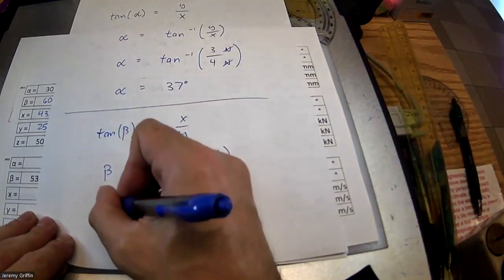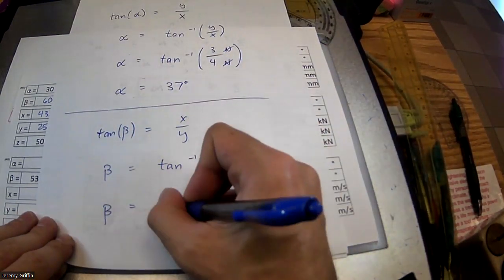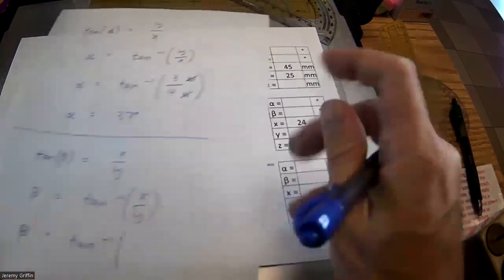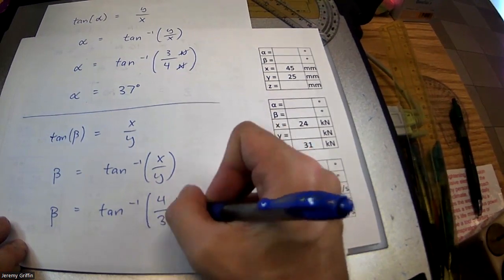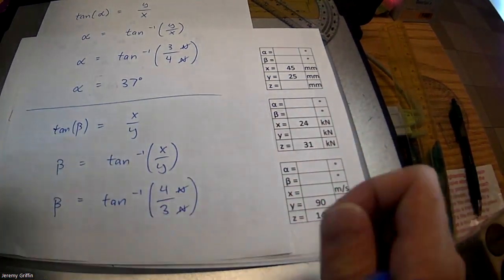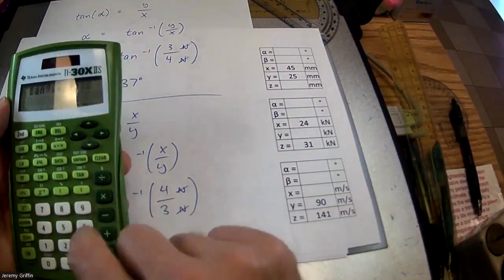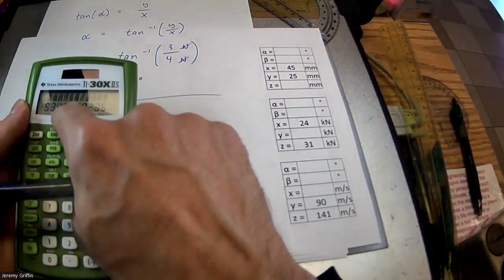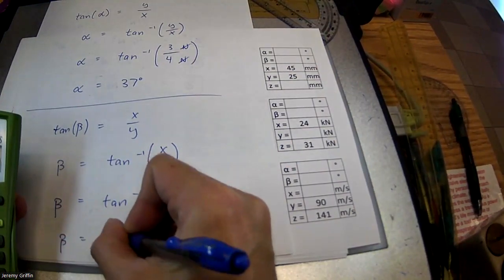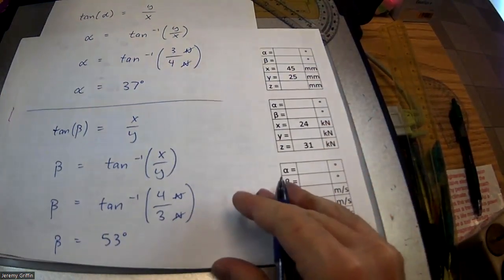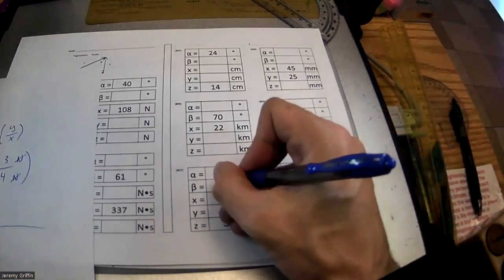Let's try it that way. Beta equals inverse tan of 4 over 3. What is inverse tan of 4 over 3? 53 degrees. 53 degrees rounds to 53.